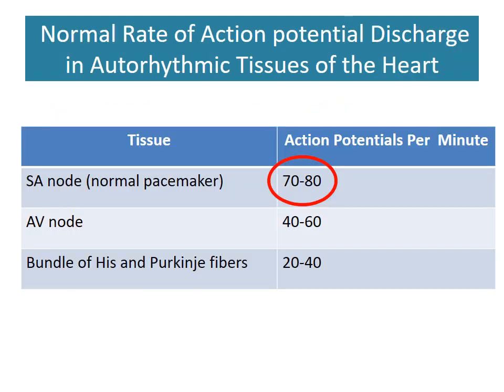This slide shows you the normal rate of action potential discharge or rate of impulse generation by the autorhythmic tissues of the heart. In the SA node or sinoatrial node, 70 to 80 action potentials or impulses per minute, in the AV node 40 to 60, and in the bundle of His and Purkinje fibers 20 to 60 impulses per minute. From here, it is obvious that the highest or fastest rate is of the SA node.